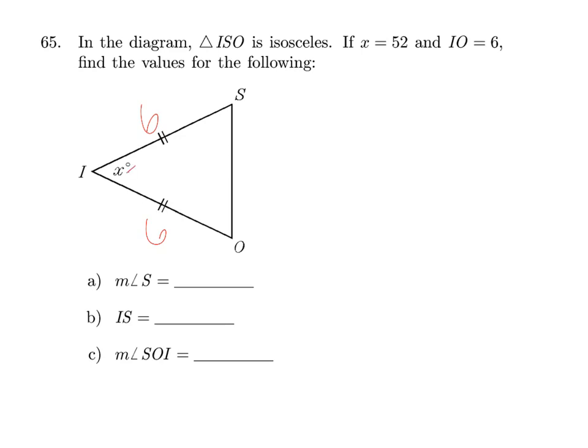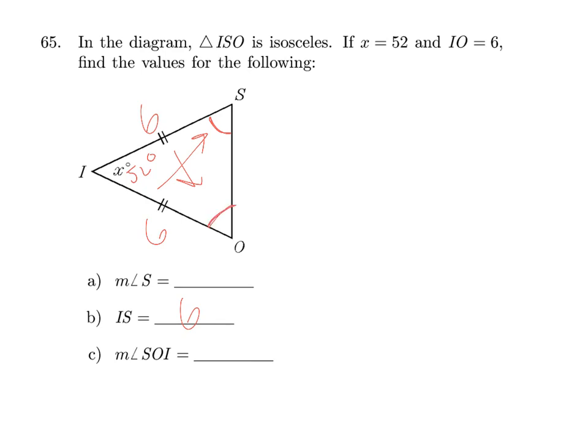This is 52 degrees. What is the measurement of angle S? What is IS? Okay, IS, that's easy. That's 6, because those sides are congruent. And what's SOI? Well, I know that these angles across from the congruent sides are congruent.